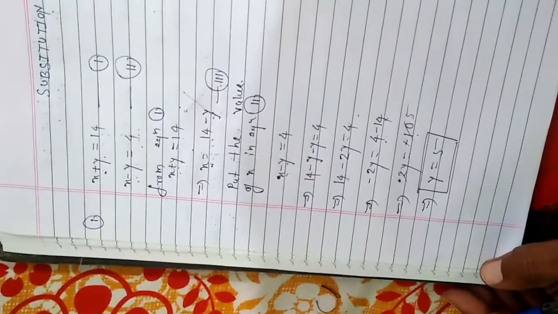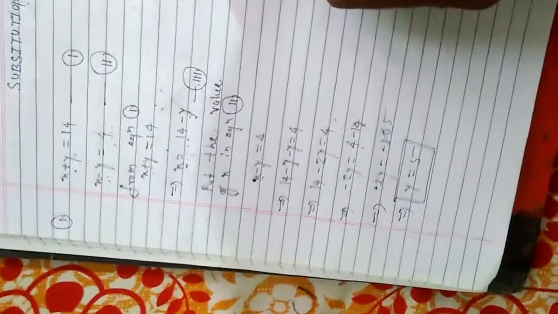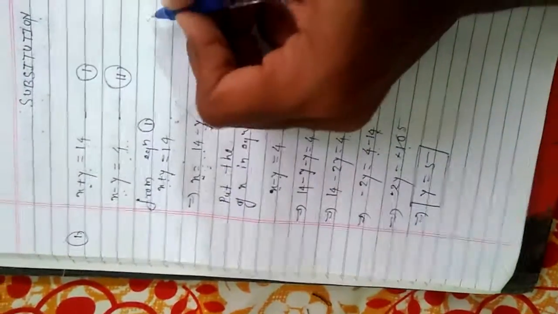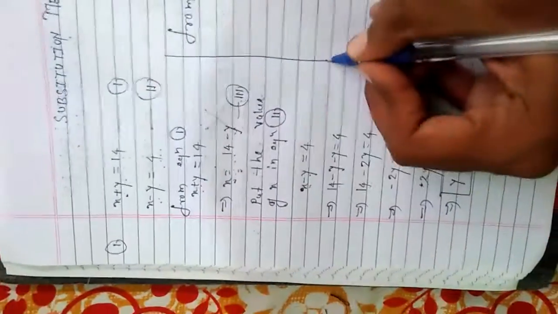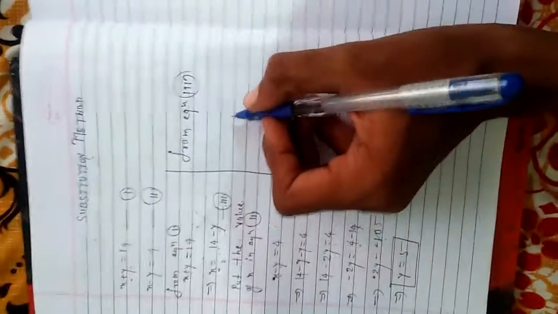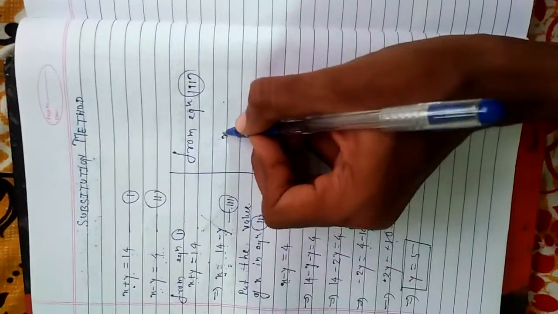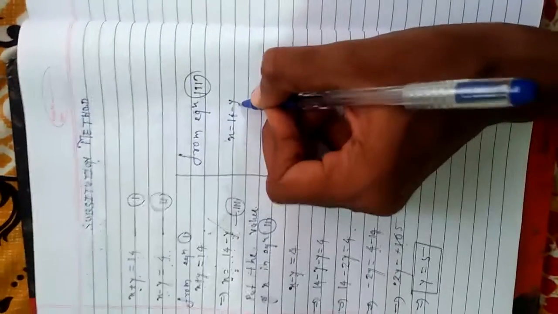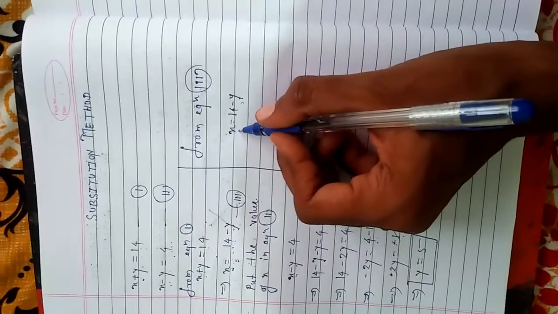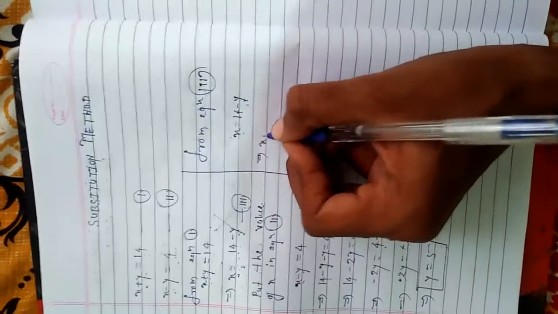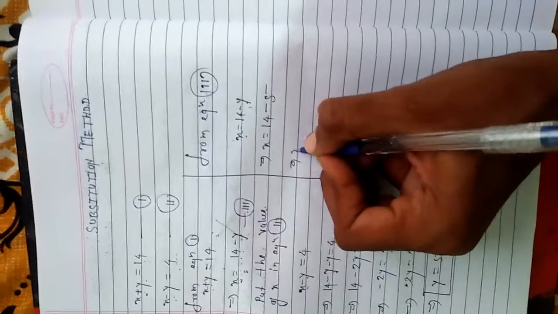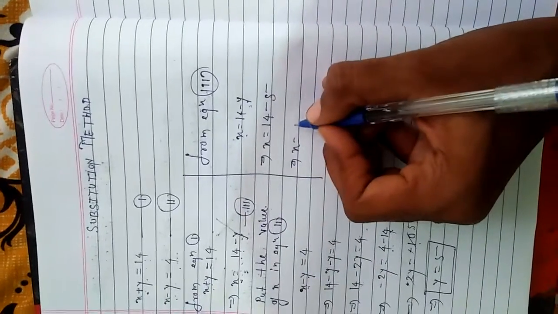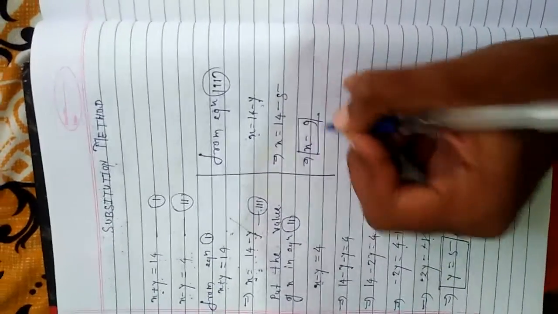Now we have to find the value of x. From equation 3, what is our equation 3? x equals 14 minus y. So when we put the value of y here, we will get the value of x. x equals 14 minus y, y is 5, so x equals 14 minus 5, 9. So the value of x equals 9.